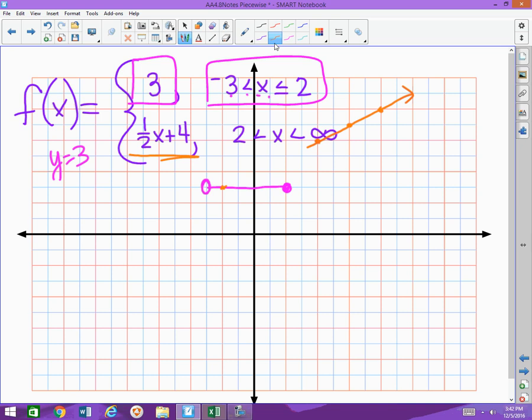And then, because it is 2, it's got to be an open circle here. And then it goes off to infinity in that direction. And so that is what the graph looks like.